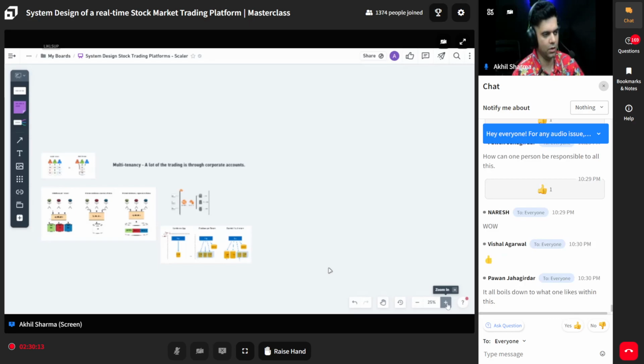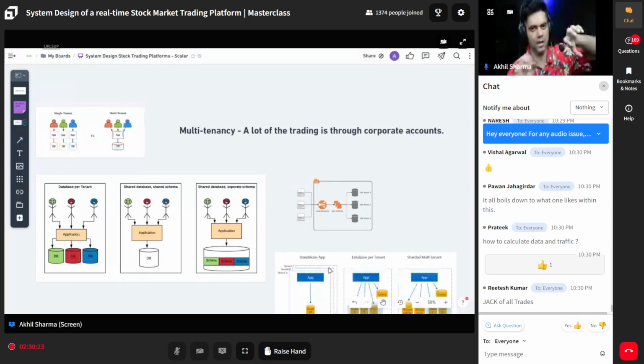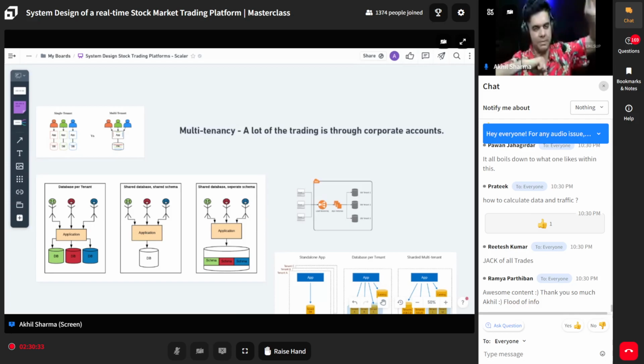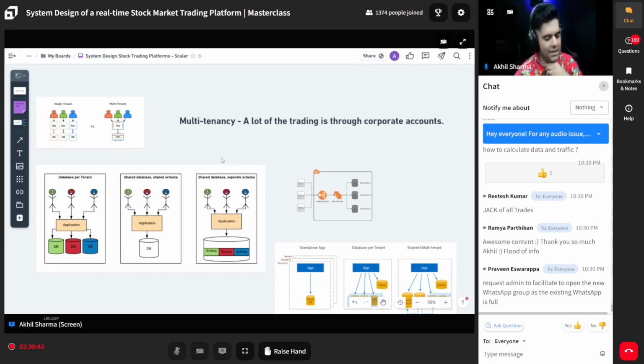Now, stock trading platforms have something called multi-tenancy. Let's say there's a company called IBM, and they want to do some stock trading on the Robinhood app. And there's a company called Wipro. They also want to do some trading on the Robinhood app. There will be many people sitting on behalf of IBM and on behalf of Wipro, right? So they will need a multi-tenant kind of account where they have a company account. In the company, there will be multiple people. So multi-tenancy basically means that there will be multiple people from one tenant, from one company, using it.